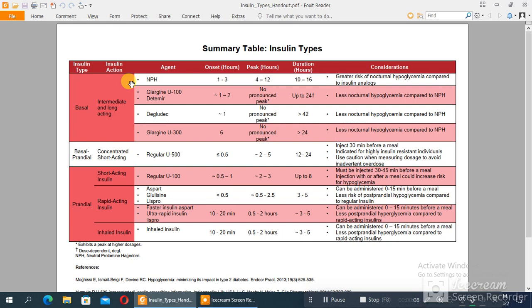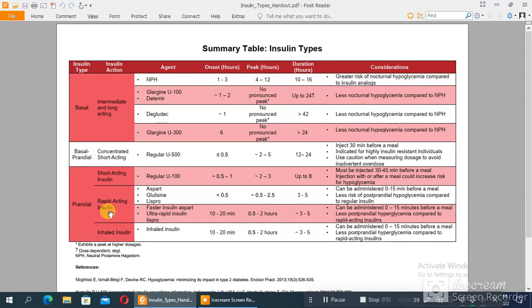This table shows classification of insulins and their types, and let's see how the table has been organized. On the upper horizontal axis we have insulin type, insulin action, agent available in that category, their onset of time in hours, peak time in hours, and total duration of action in hours, and special concentrations while prescribing those insulins.